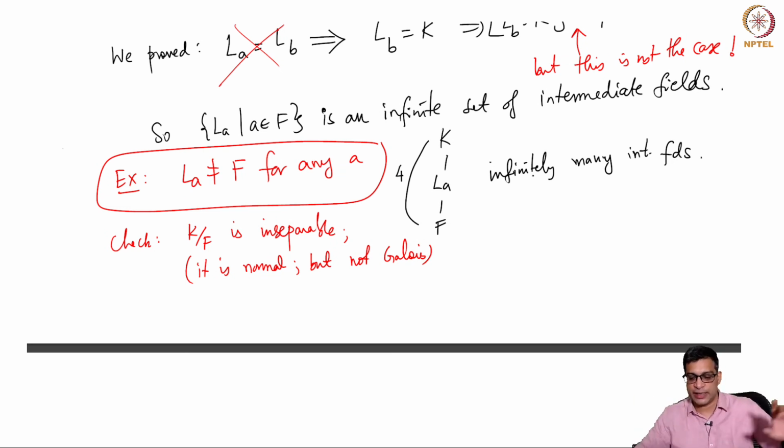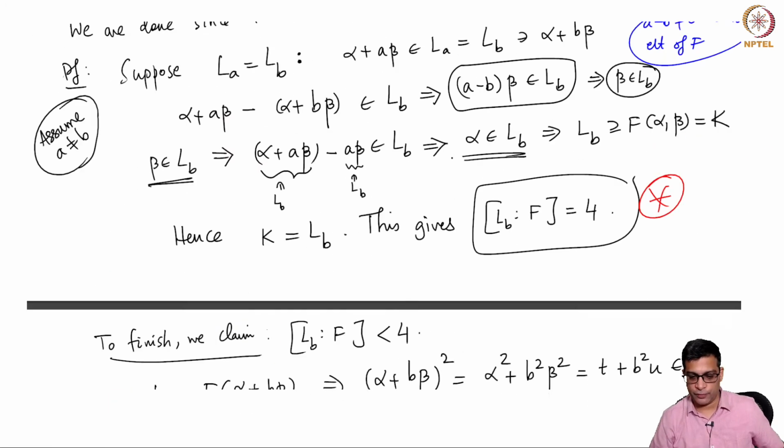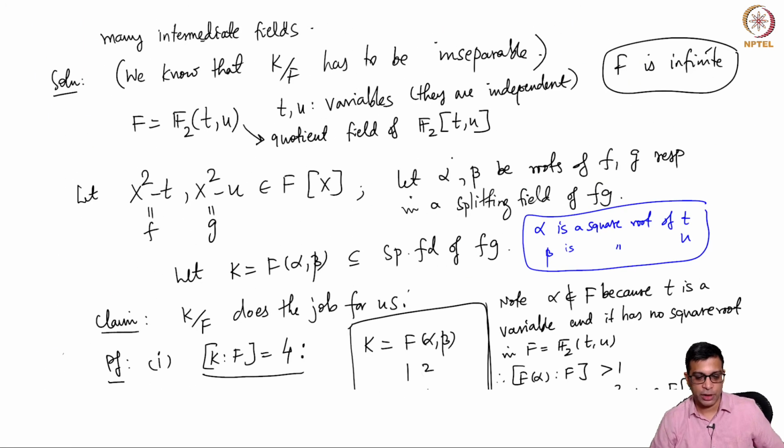So think of these L_A's as sitting in the middle horizontally, right? You can't compare them because there is not enough room here. There is a degree 4 extension, but they are all horizontal. They are all at the same level in some sense. Okay, so this shows that you can have a finite extension with infinitely many intermediate fields.